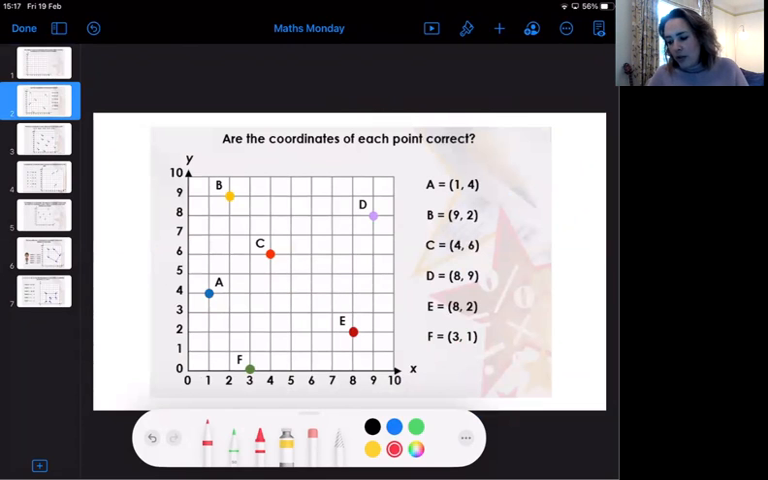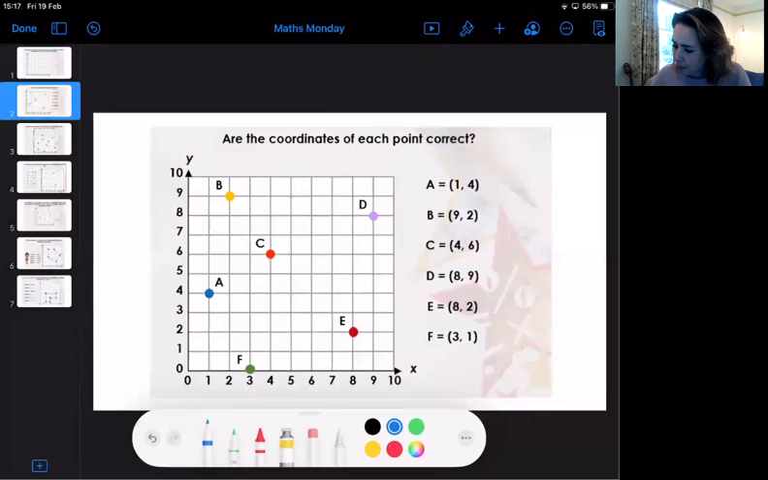Are the coordinates of each point correct? In a moment, I'm going to ask you to pause the video and have a go and check off whether A is right, B is right, C is right. You could just write A and give it a tick or a cross. Let's have a look at the first one together.